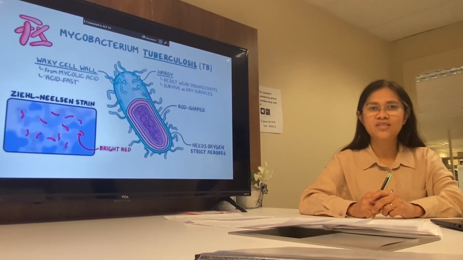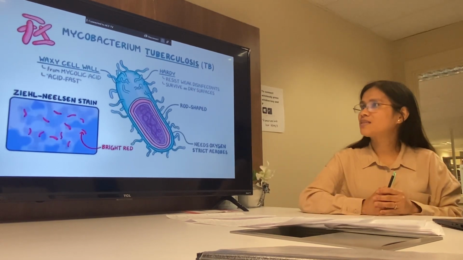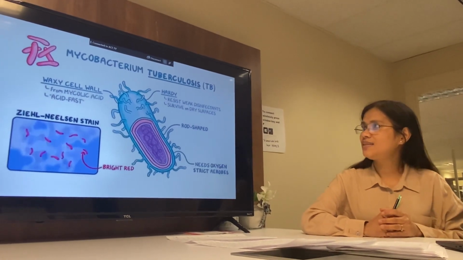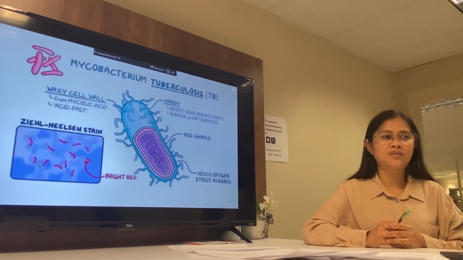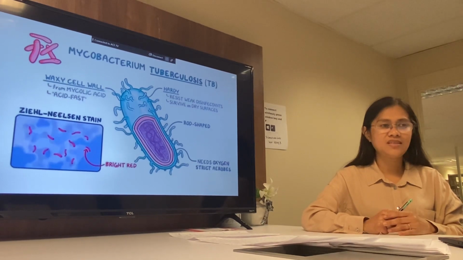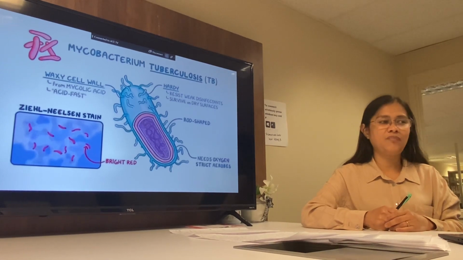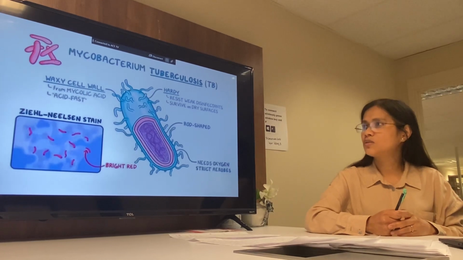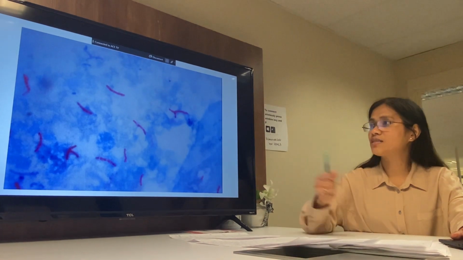Mycobacterium tuberculosis on the microscope has a waxy cell wall composed of mycolic acid. It's hardy, which helps this bacteria resist weak disinfectants, and it can survive on dry surfaces for a long period of time. That's how it looks on the microscope using acid-fast or Ziehl-Neelsen stain, and this is one example of it.